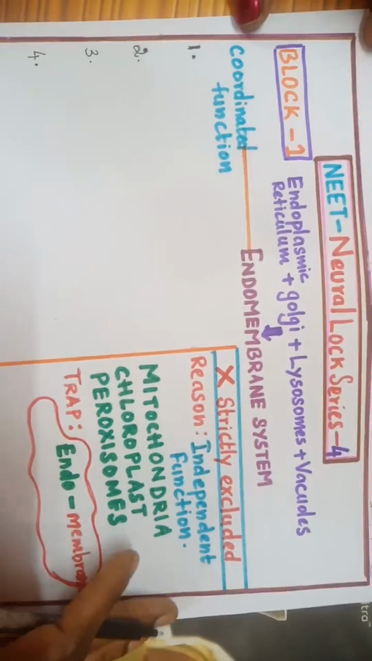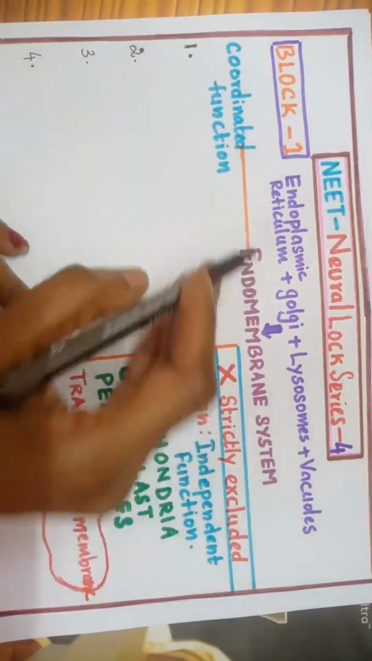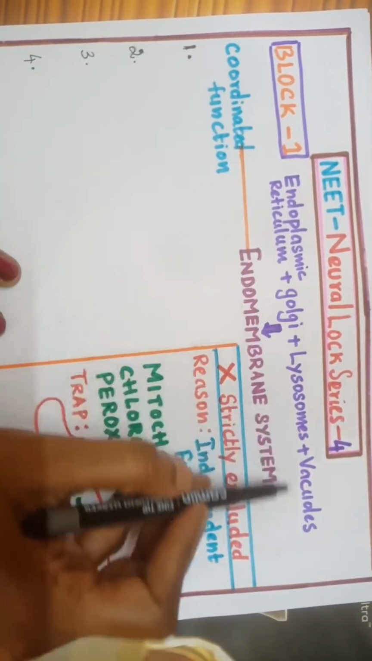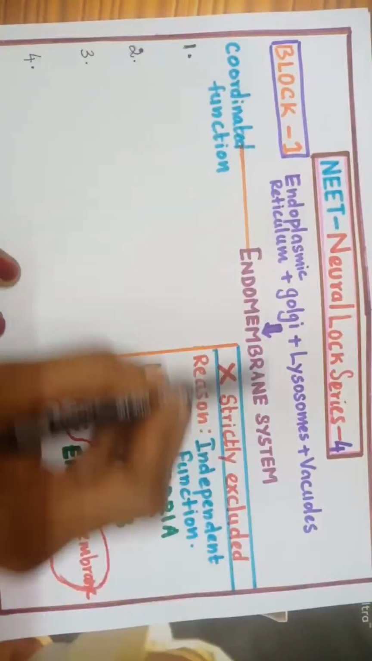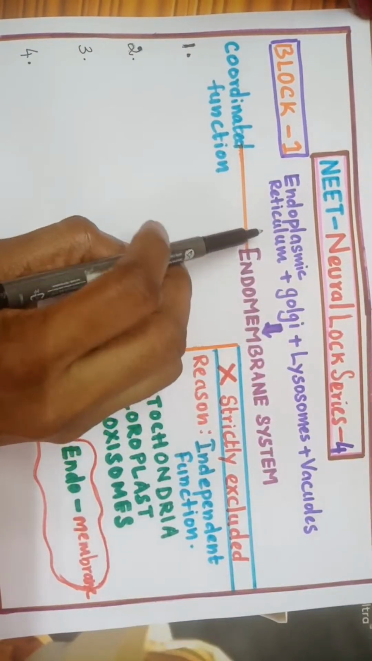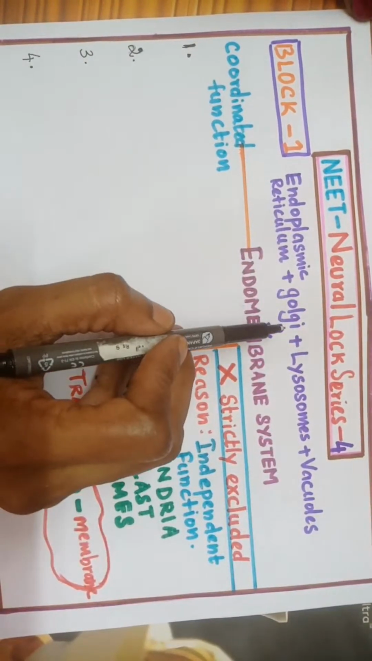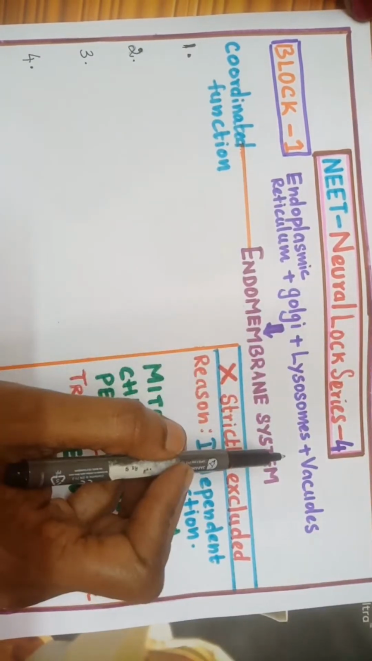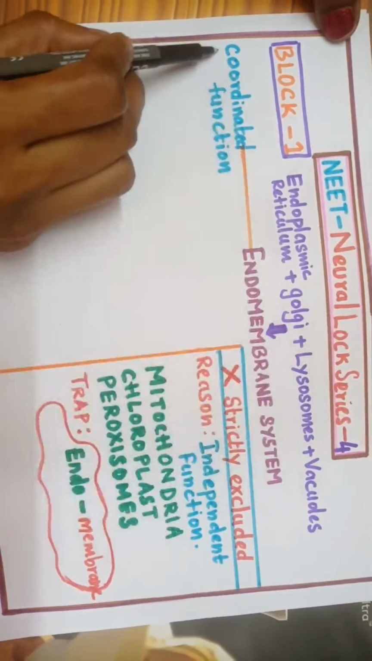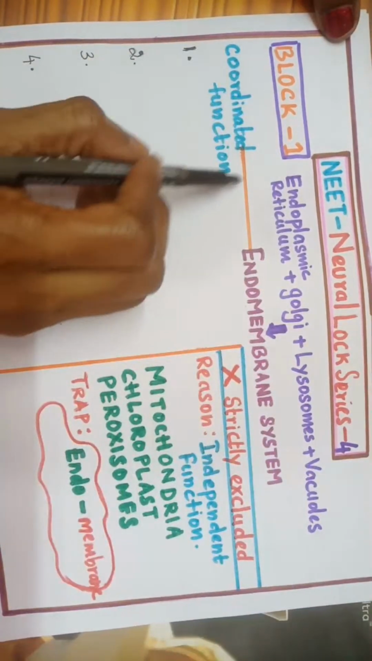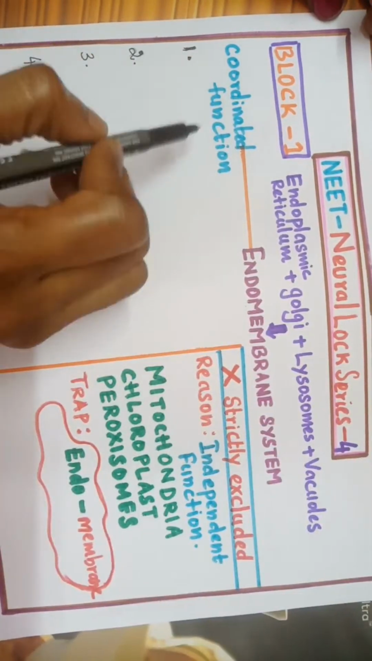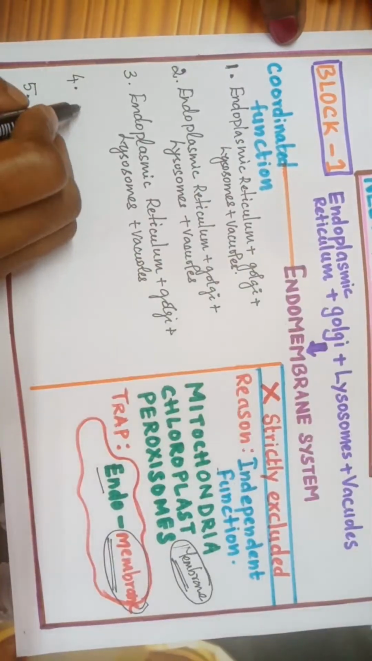So now, shall we start? First is the block 1, endoplasmic reticulum, Golgi, lysosomes, vacuoles forms endomembrane system. So what are the 4 organelles which form the endomembrane system? Endoplasmic reticulum, Golgi complex, lysosomes and vacuoles. Why are these 4 organelles involved? Because they have coordinated function. These are the code words which are used in NEET MCQs. Okay, coordinated function.